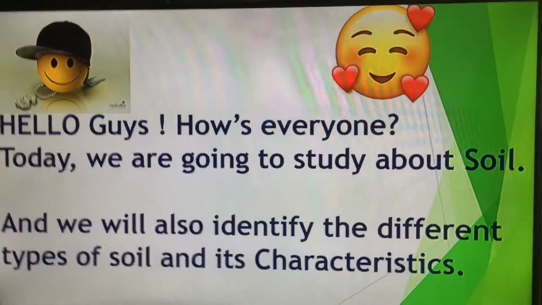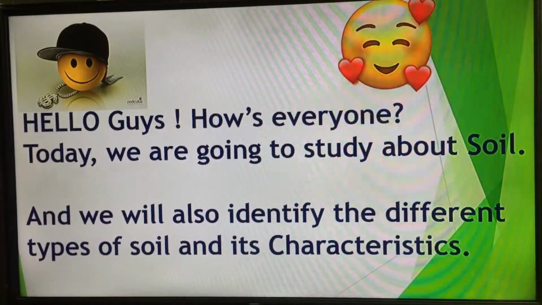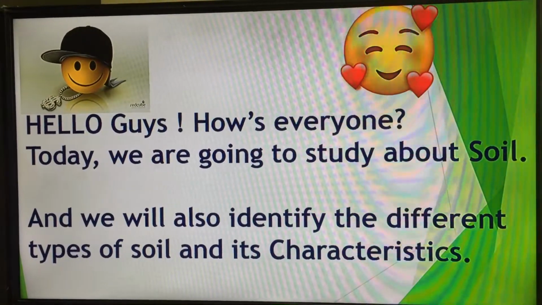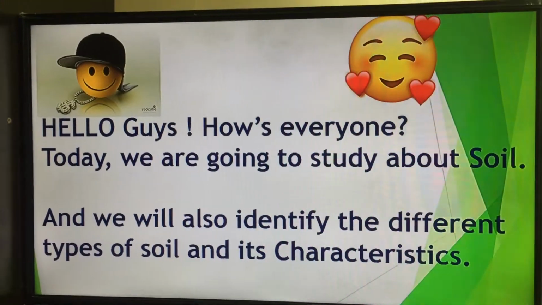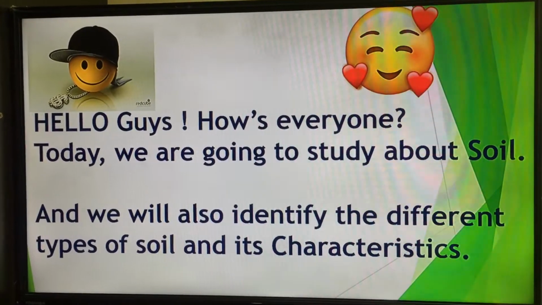Today we are going to study about soil, and we will also identify the different types of soil and its characteristics. Are you ready? Now let's begin. First, we will check these keywords.